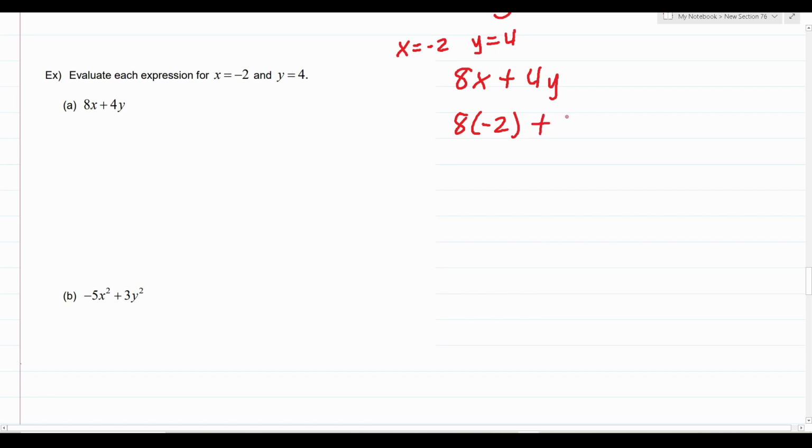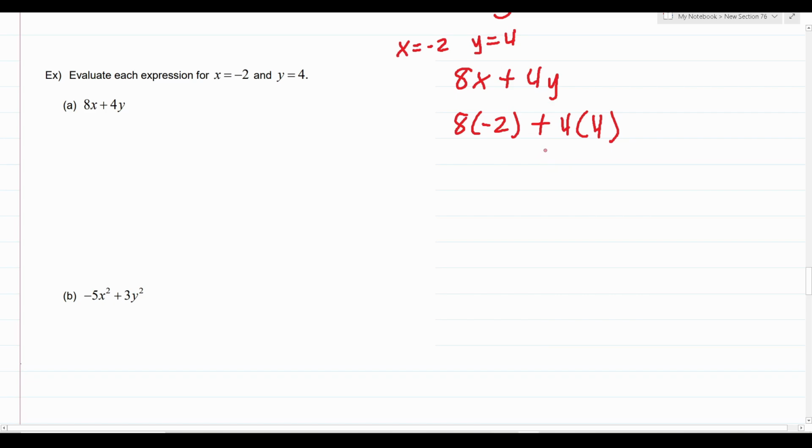These next two say evaluate the expression for x equals -2 and y equals 4. So our expression is 8x plus 4y, and we're told to let x equal -2 and y equal 4. First we're going to plug in -2 for x and 4 for y respectively. That's going to look like this. It's going to become 8 times -2 plus 4 times 4.